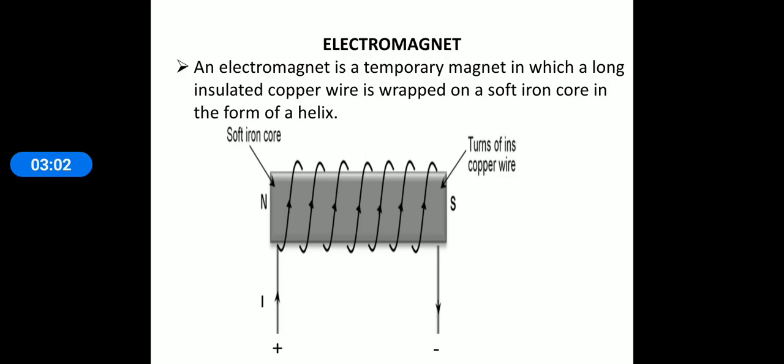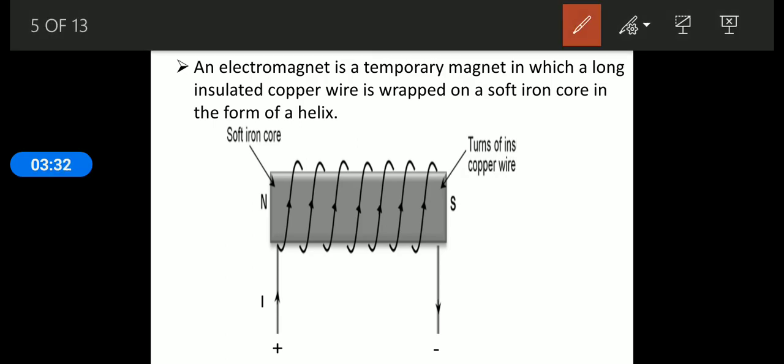In this lecture we are going to study the introduction of magnetic circuit. First, what is the electromagnet? An electromagnet is a temporary magnet in which a long insulated copper wire is wrapped on a soft iron core in the form of a helix. That is, this is the electromagnet.